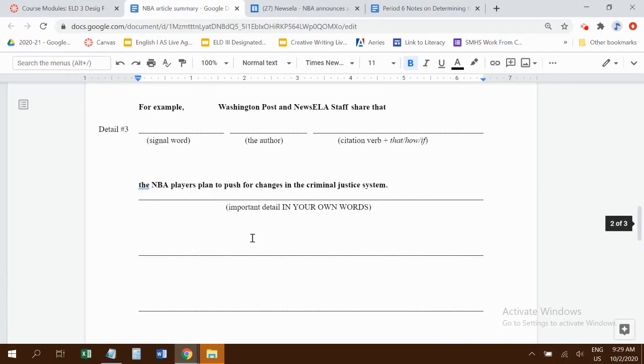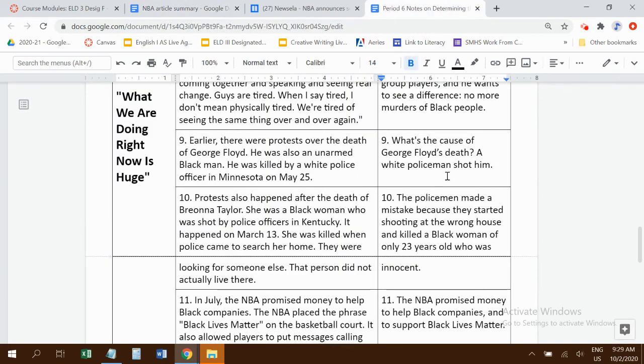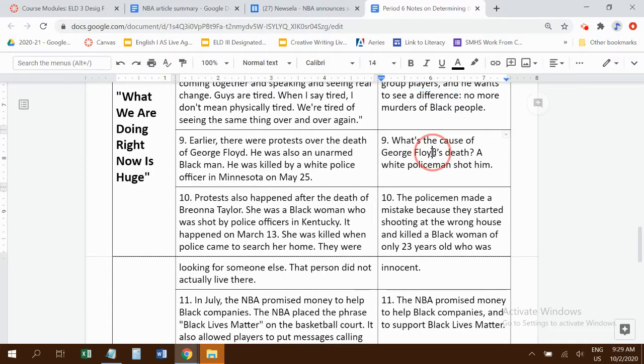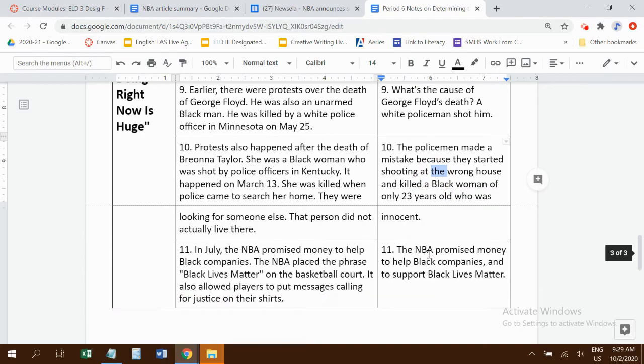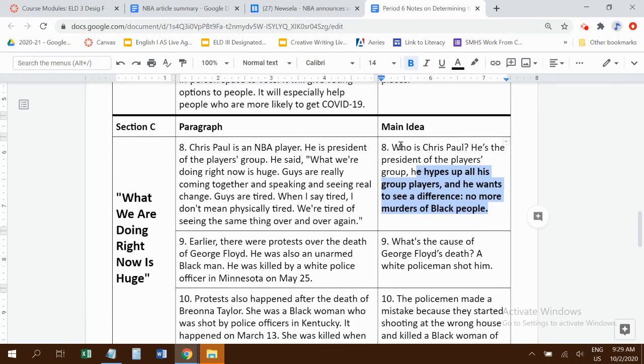And you already have a lot of them if you've done this main idea thing. Okay, let's continue. Next detail. Fifth detail. Let's see, what else did I write in here? Okay, so it tells me about Chris Paul, who says his people want to see a difference about the murders. Now it's giving me details about 2 or 3 more people who were also murdered by police. So I think I'm going to use this one since it's the beginning of this last paragraph. It generally summarizes what the paragraph is about. So this should help me get started.